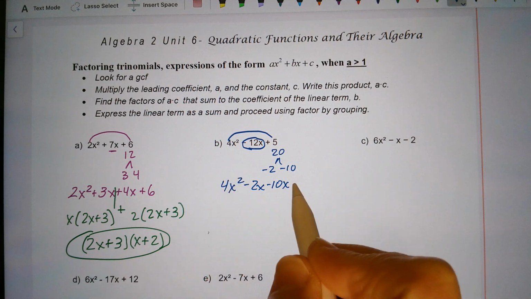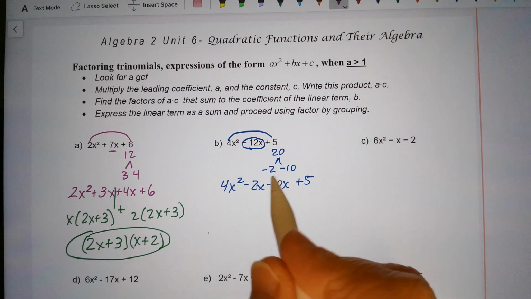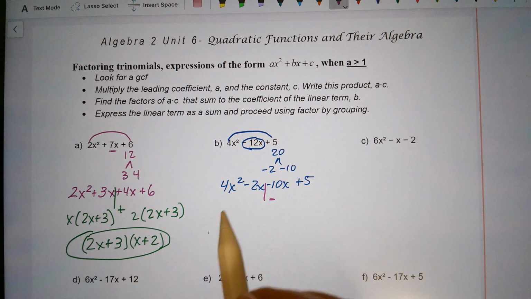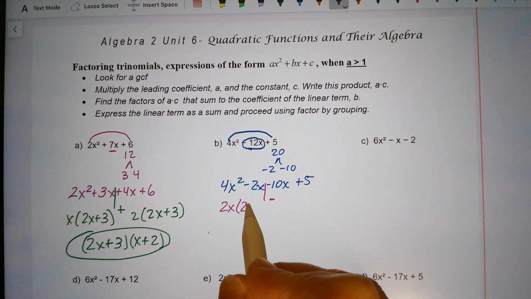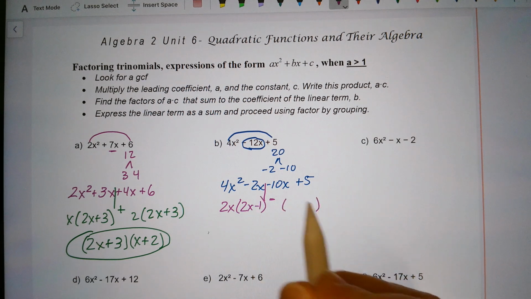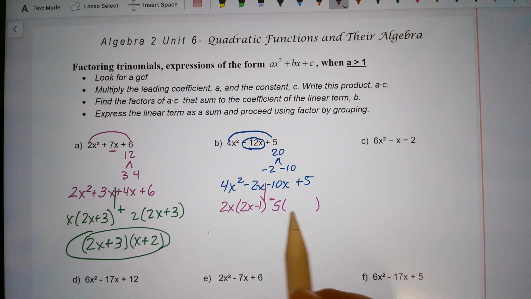Bring down the 4x squared and the plus 5, and now we switch to our 4 terms grouping. Bring down the operator. GCF of the first 2 terms is 2x, and 2x minus 1 in parentheses. Here, what's common to 10x and 5 is 5. So 5 comes out, but really it's a negative 5.